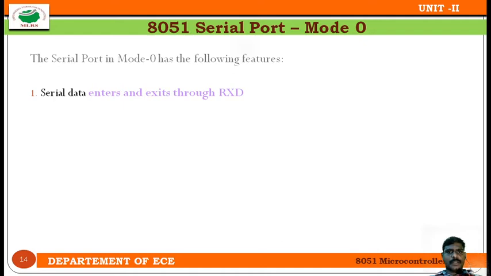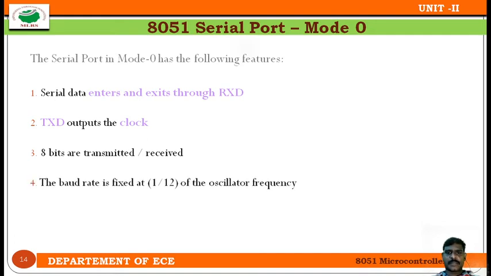Serial data enters and exits through the RX pin. In the SCON register, SM0 and SM1, bits D7 and D6, are used for mode operation, as we have seen. The transmitted output is the clock, and 8-bit data is transmitted or received. The baud rate is fixed at 1/12, which means the oscillator frequency is always divided by 12.